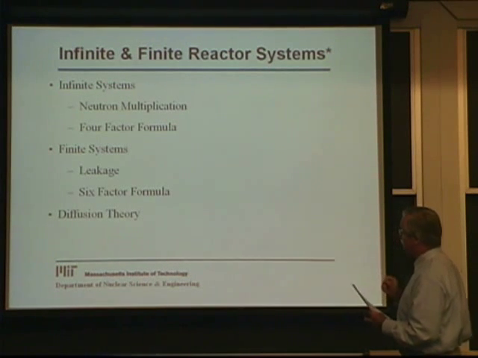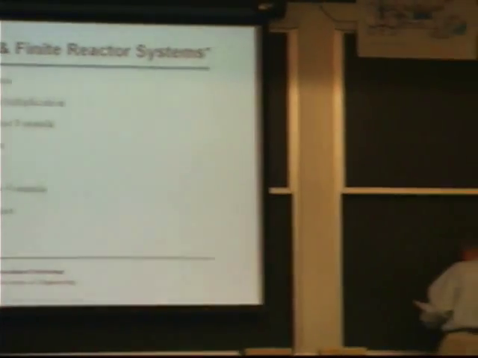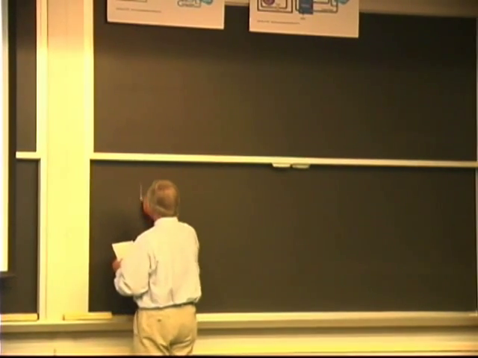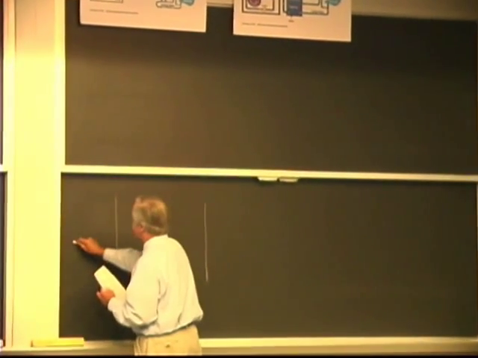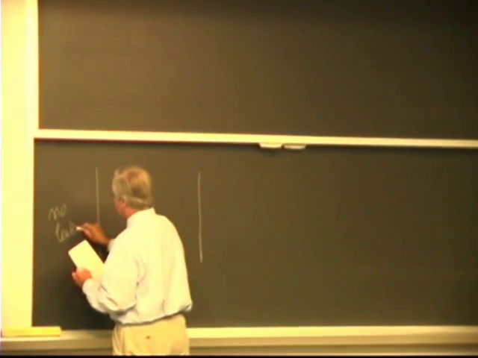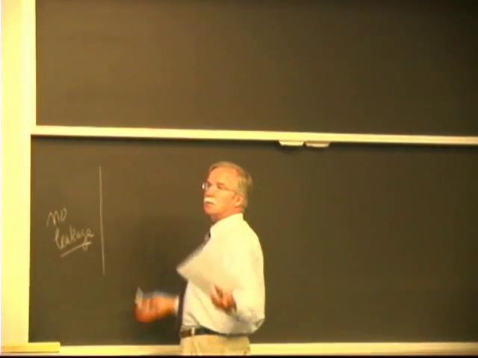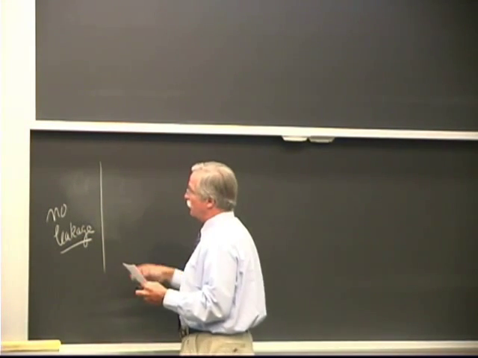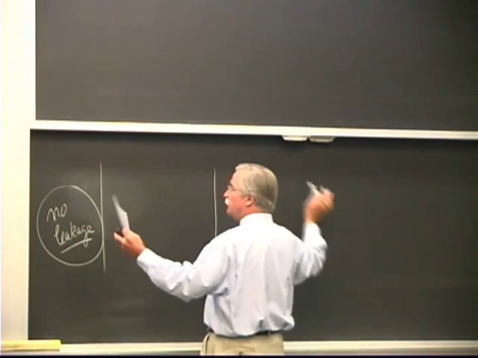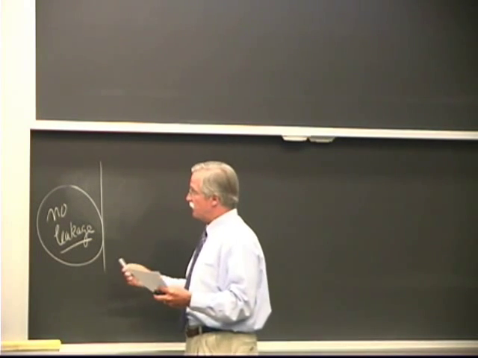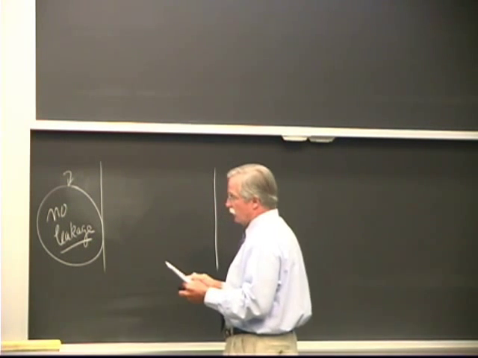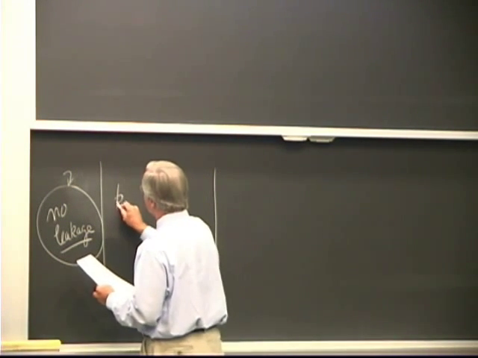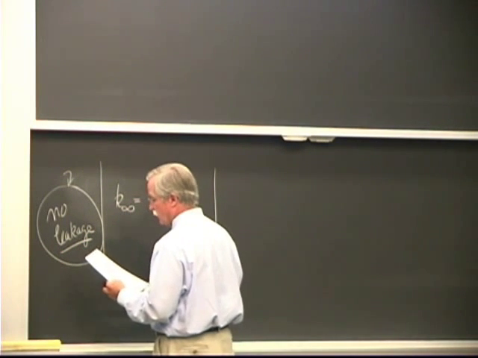So let me now talk a bit about these infinite systems. In an infinite system, we're going to calculate the four-factor formula, which you're, I'm sure, quite familiar with. An infinite system essentially is one in which there is no leakage, and the fuel is infinitely distributed, which obviously is not realistic. But the key here is no leakage. And we can characterize the K, which we call the K infinite, by a number of terms.